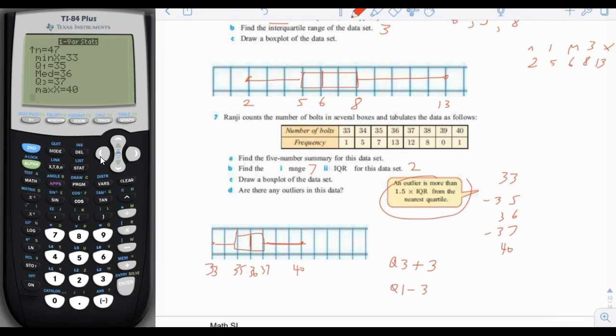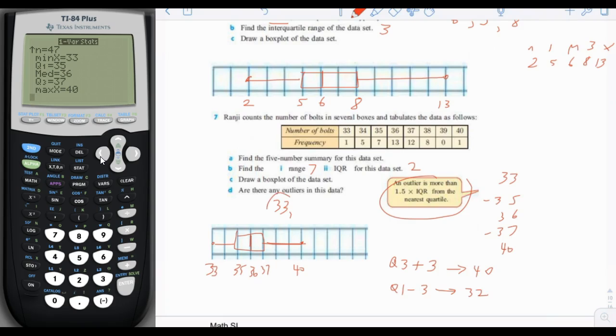Q3, remember, is 37, so that would be 40. Q1 is 35, so this would be 32. So is there something outside of 32? Yes, there is. There's 33. And is there anything outside of 40? No, not more than 40. 40 is the maximum.